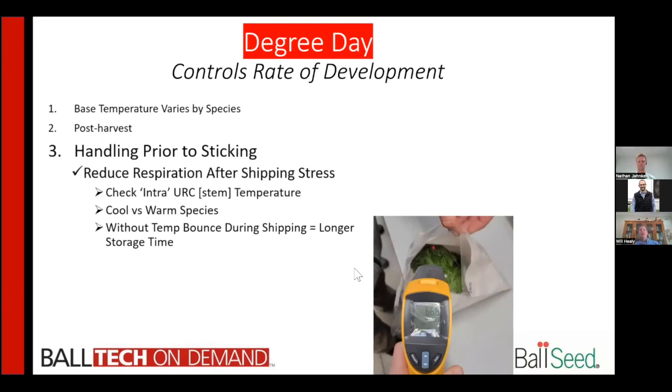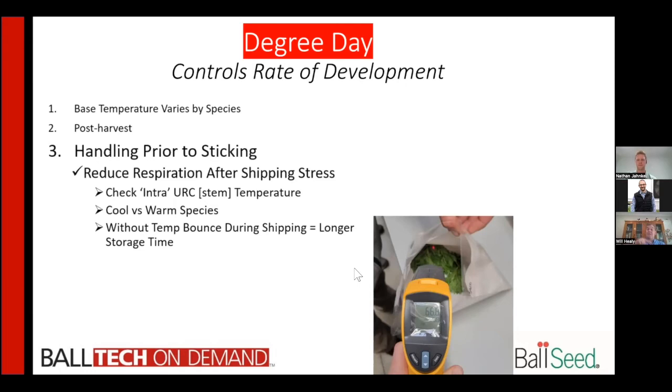Do not go and measure the bag, because that's just measuring the plastic temperature, an irrelevant piece of information. Open the bag, point in there, notice the little red dot in there measuring the cutting itself to see what the stem temperatures are. Making sure that you've got them down to temperature. Get them down to temperature as rapidly as possible, because we know that without a temperature bounce, where the temperature travels, and they don't have moisture in the bag, and stem temperatures are cold upon arrival, those can store longer.